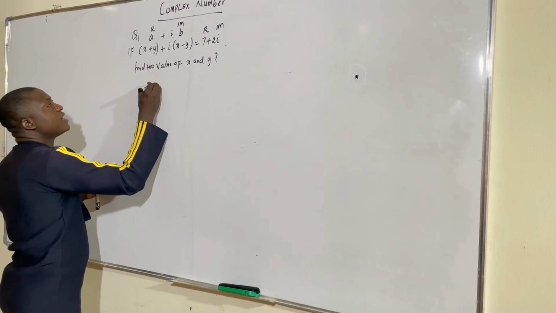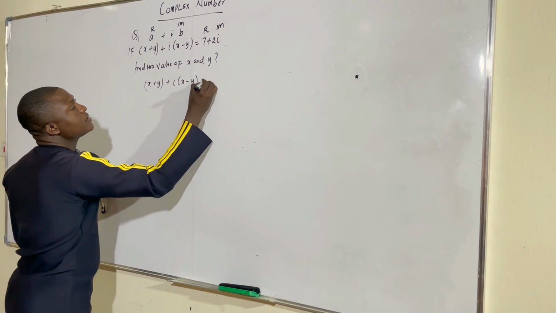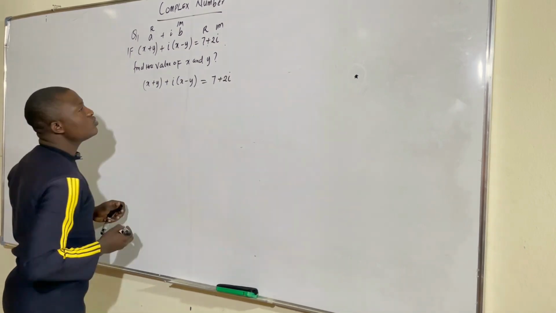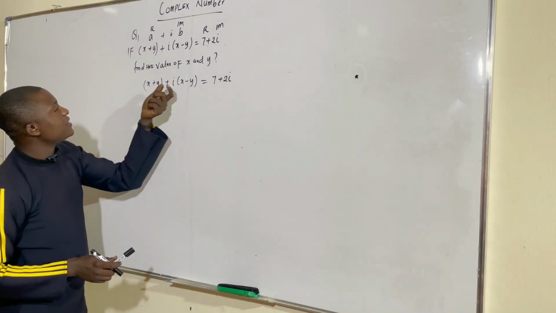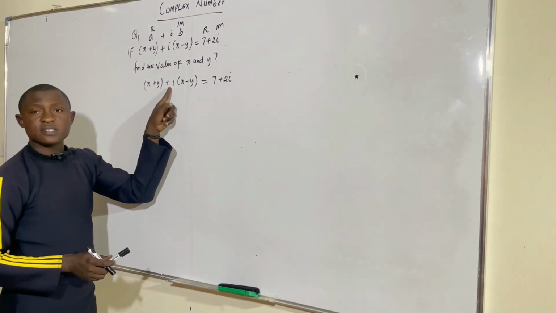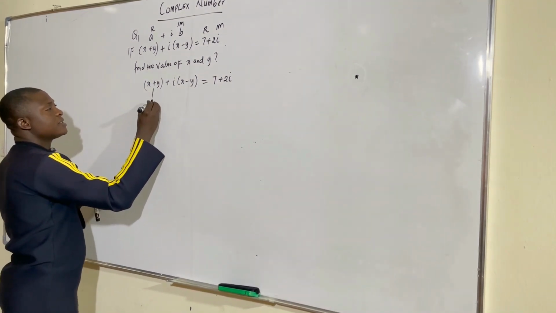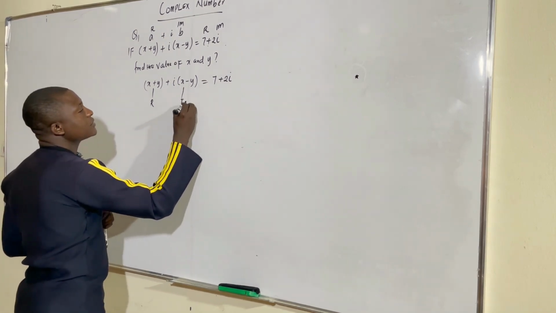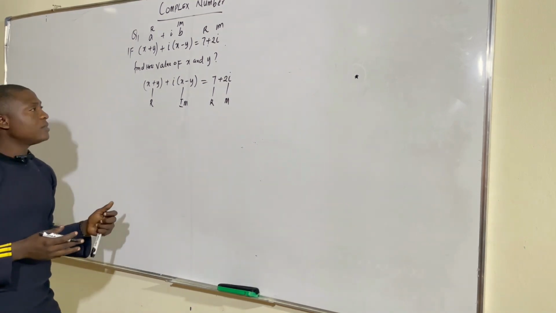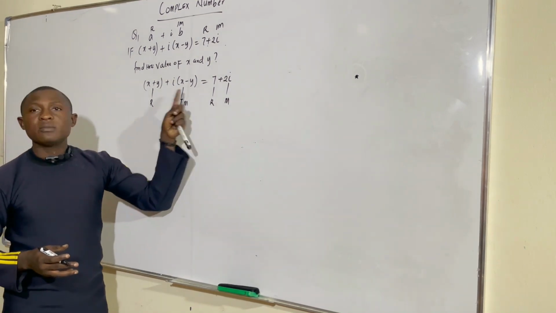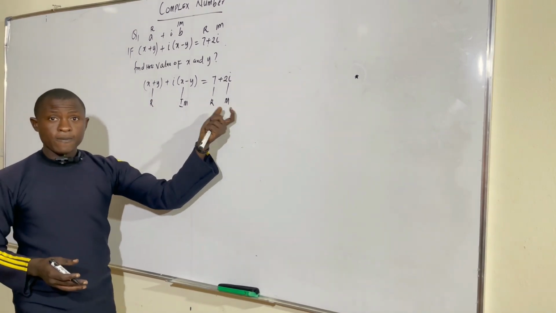Now, what I have is x plus y plus i times x minus y is equal to 7 plus 2i. This is x plus y, this is x minus y. So it doesn't matter. This is real, this is imaginary. Look at this one too: this is real, and this is also imaginary. I'll just compare them. I will equate real numbers for real numbers, imaginary numbers for imaginary numbers. Are you following? What is the real number here?